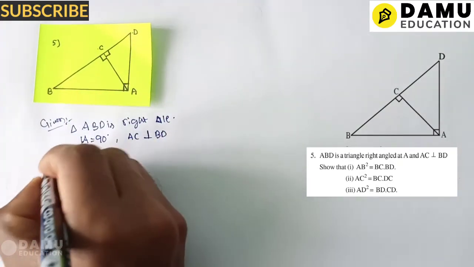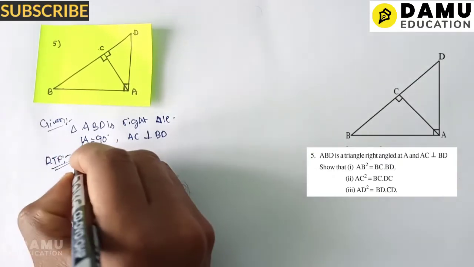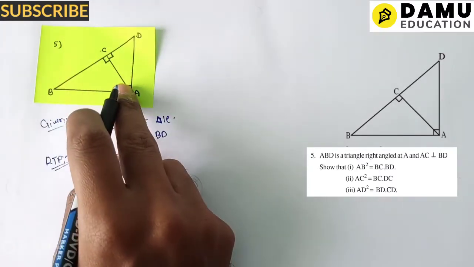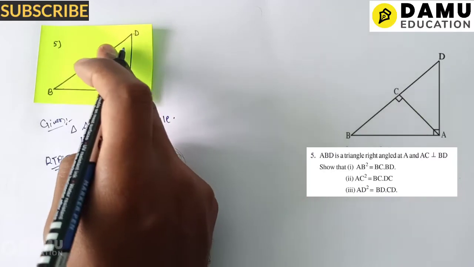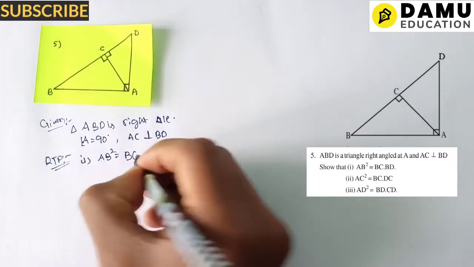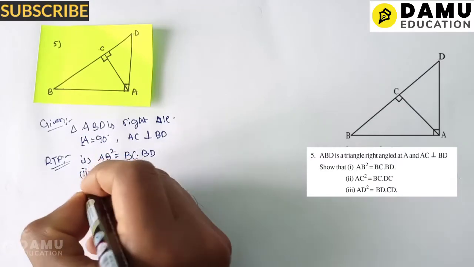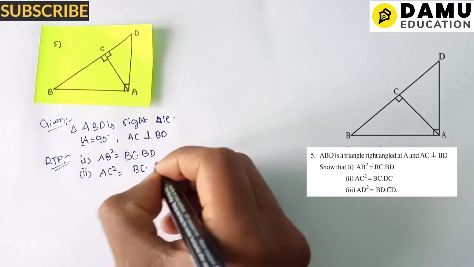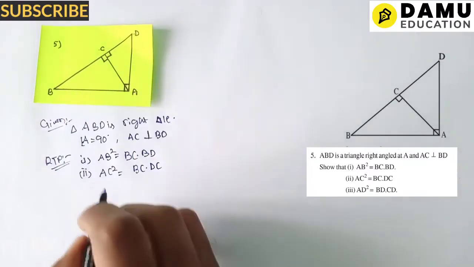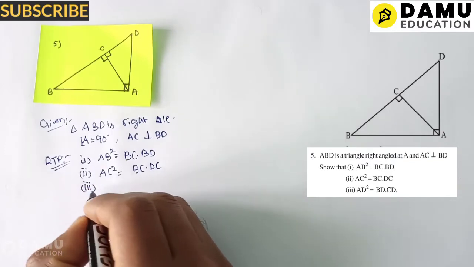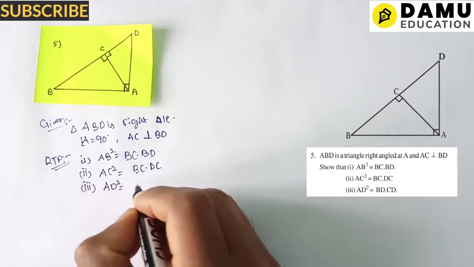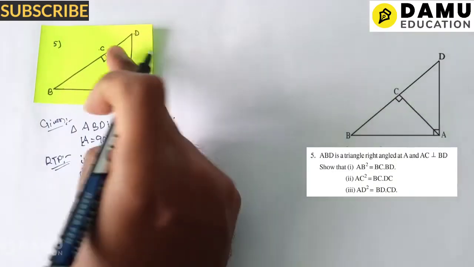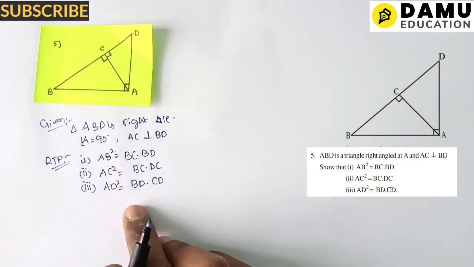So what is required to prove, RTP? The first one is AB square will be equal to BC into BD. The second one is AC square will be equal to BC into DC, or CD. The third one is AD square will be equal to BD into CD. So these are the things to consider.